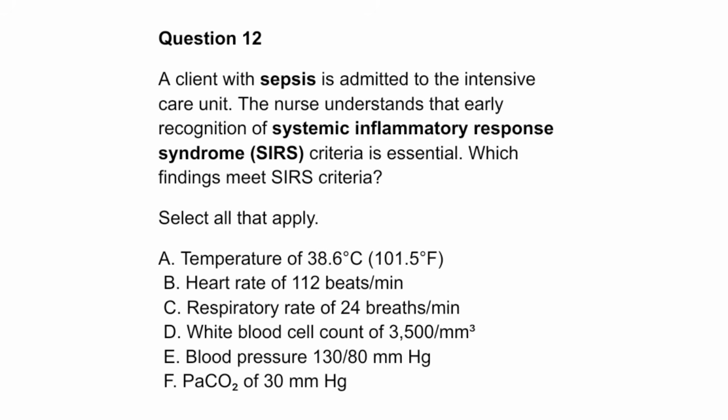C. Respiratory rate of 24 breaths per minute. D. White blood cell count of 3,500 per cubic millimeter. E. Blood pressure 130/80 millimeters of mercury. F. PaCO2 of 30 millimeters of mercury.